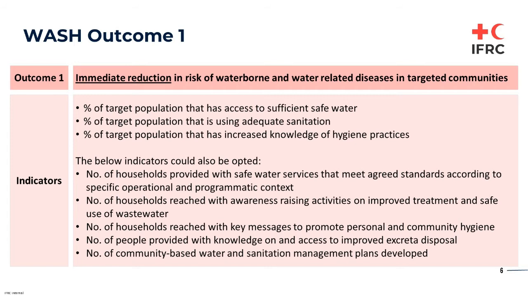We select this outcome when we are planning short-term emergency WASH activities that fulfill immediate needs. Under this outcome, we have a list of indicators that we can choose from, which we call outcome level indicators. There are indicators related to water, sanitation, and hygiene. National Societies only select ones that are applicable to the emergency operation.